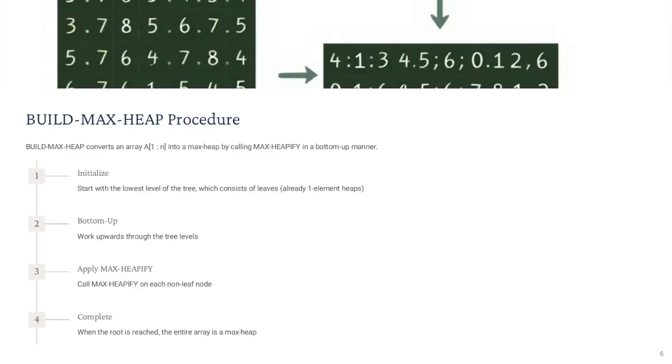The build max heap procedure transforms an unordered array into a max heap. This process is carried out in a bottom-up manner, starting from the lowest level of the tree where the leaves reside.